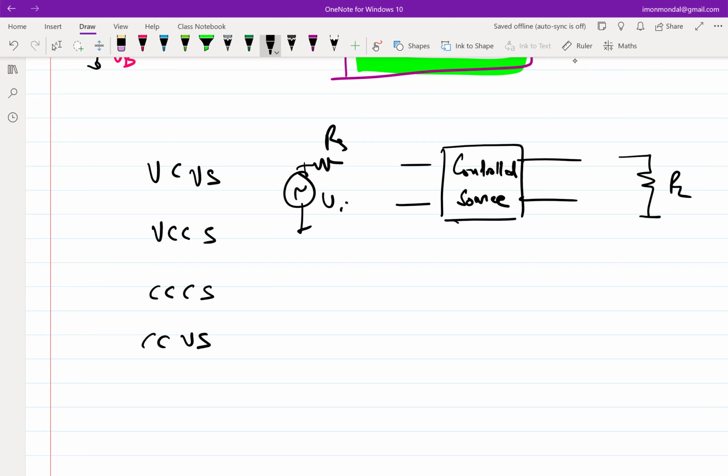So let's think. Look at the easier one. Let's look at the output side, right? The output side means I am looking at these terms. Is it a voltage source? Is it a current source, right? Control point is input side. Being controlled point is output side. So how would I know whether it is a voltage source or a current source? What should I look for?